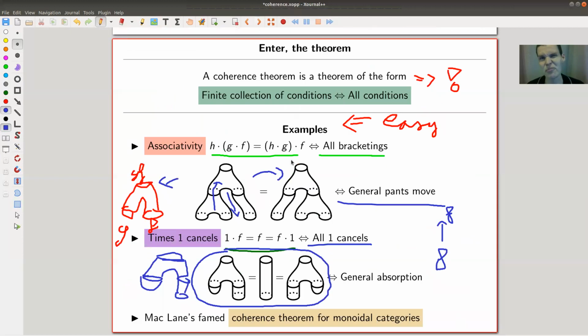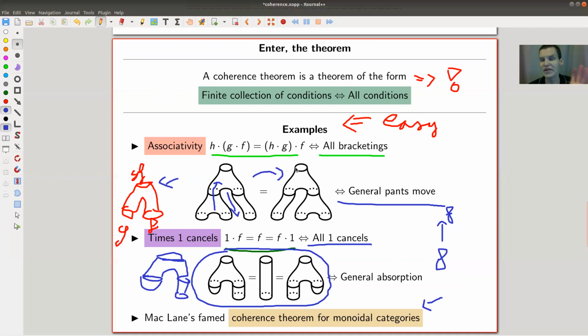Okay, but the most famed one, which I'm only going to sketch very briefly on the next slide because it's quite a mouthful to state, is kind of a two-dimensional version of multiplication. It's Mac Lane's famed coherence theorem for monoidal categories. If you don't know what a monoidal category is, not so important. It's a two-dimensional version of the classical multiplication, if you want to think about it like this.